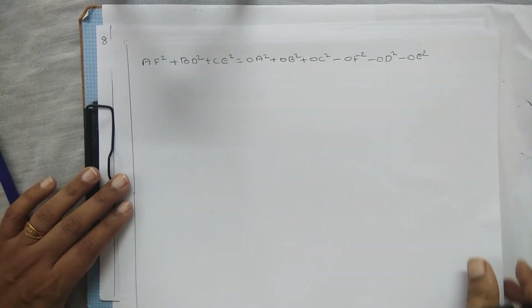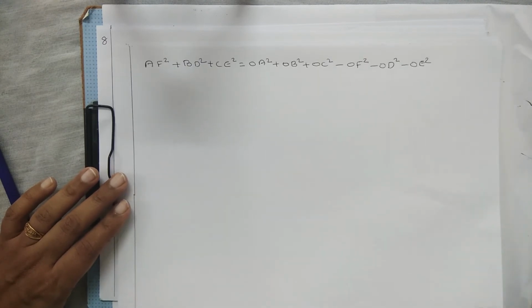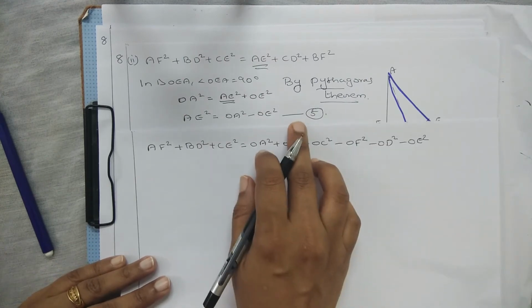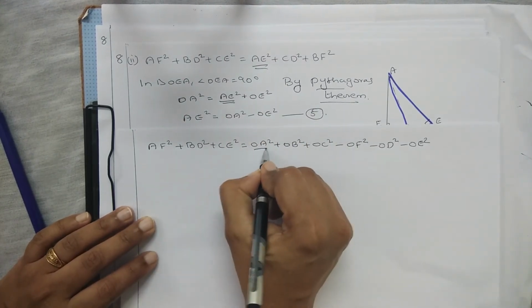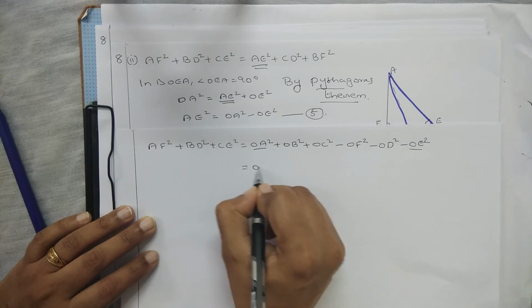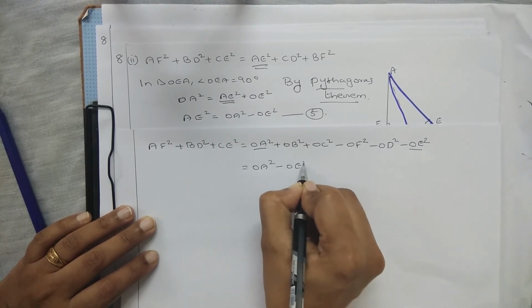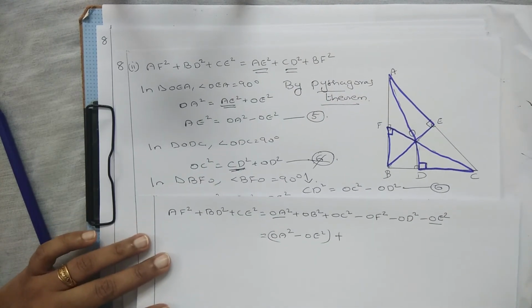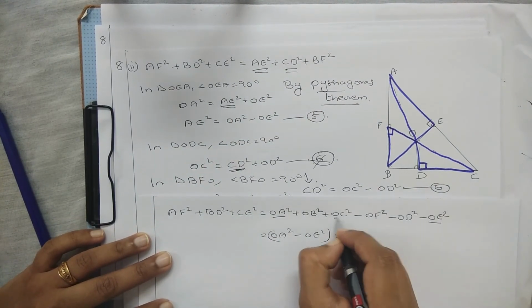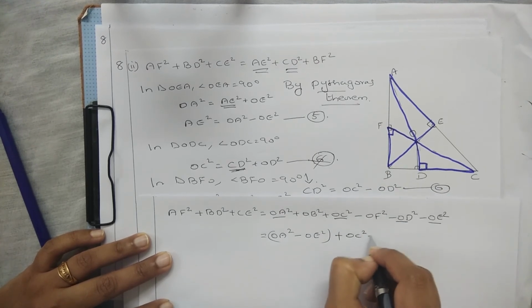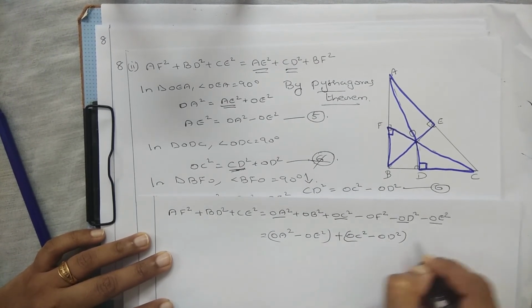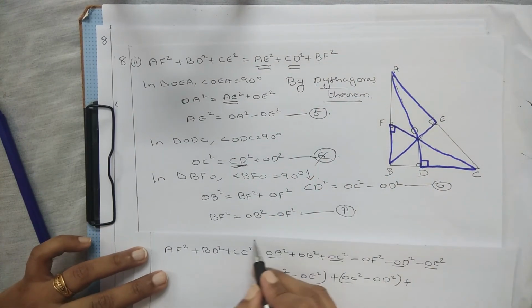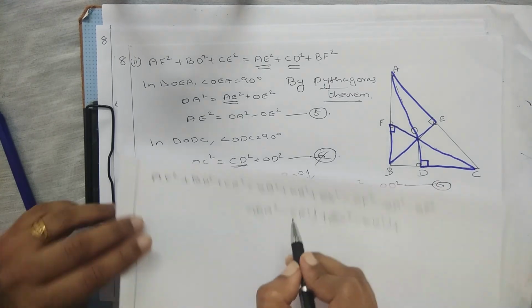Just we need to group to get AE square. We need to get here what? AE square plus CD square plus BF square. From equation 5 what you are getting? OA and OE. So group it, that one. OA square minus OE square, this is first group, plus next you have to get it CD here. CD what you are getting here? OC minus OD. So OC square minus OD square, this is the second group. Plus next one what you have to get it here? BF square, right? BF how we are getting here? OB minus OF. That is only pending, right?